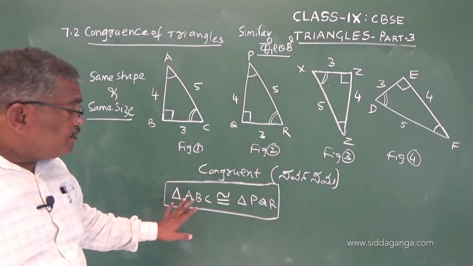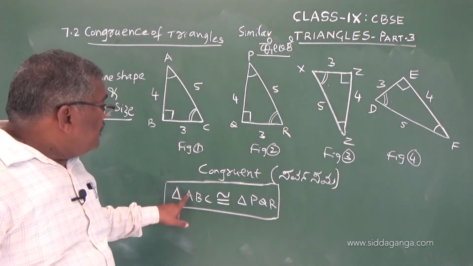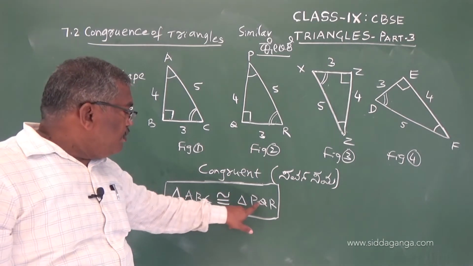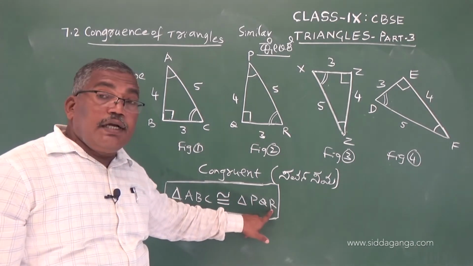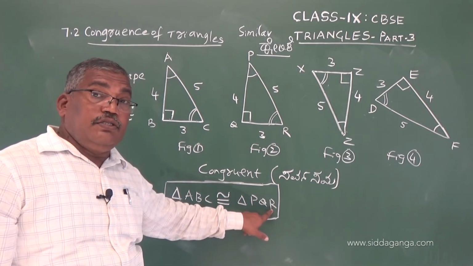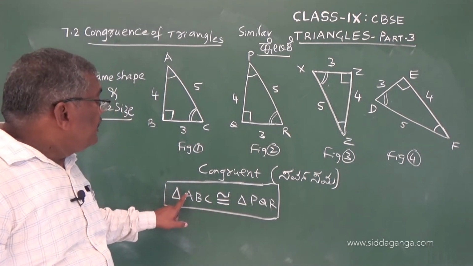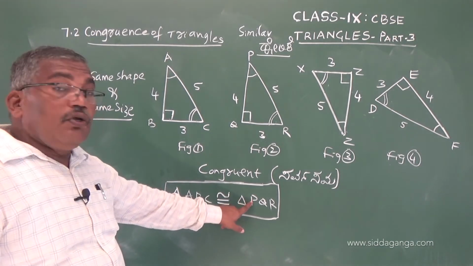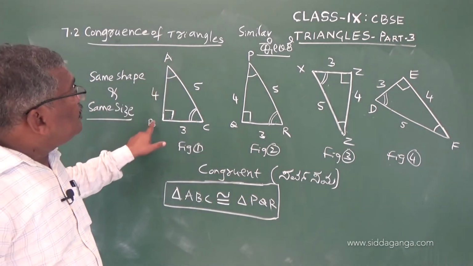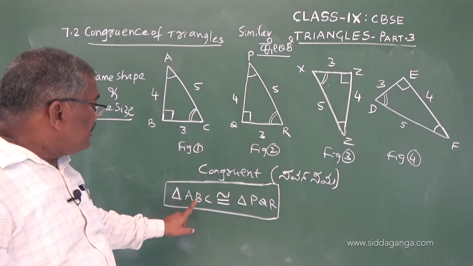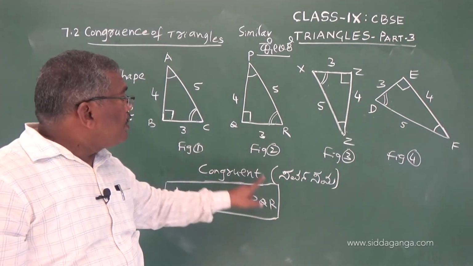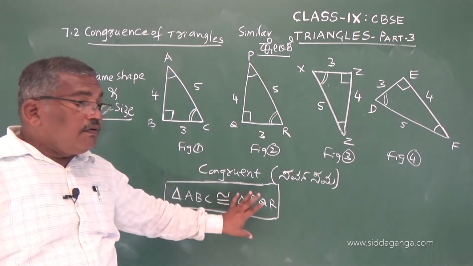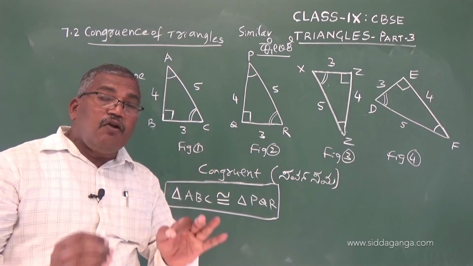If you write like that, its meaning is angle A is equal to angle P, angle B equal to angle Q, angle C equal to angle R, corresponding angles, and side AB will be equal to PQ. You can observe the figure, AB equal to PQ, and second side BC equal to QR. Corresponding angles are equal and corresponding sides are also equal.